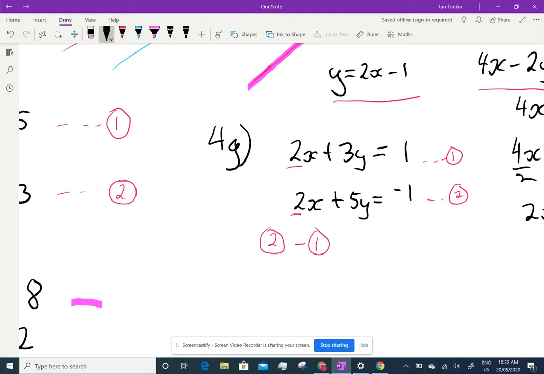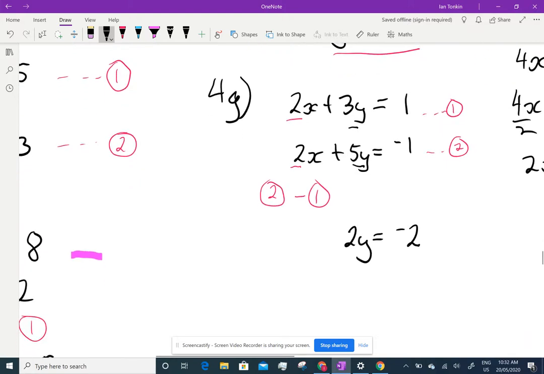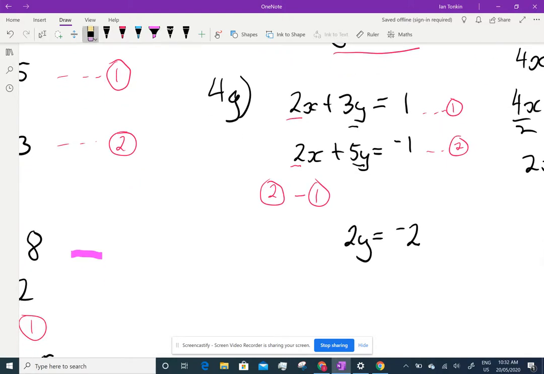Now, 2x minus 2x, that eliminates. 5y minus 3y is 2y. And here you've got to keep the order. Minus 1 minus 1 is minus 2. All right, you've got to keep the same order. Make sure that whatever order you decide to subtract them in, you do it the same for both. I divide by the 2, I get y equals negative 1.